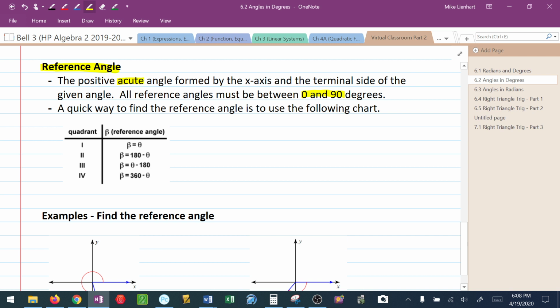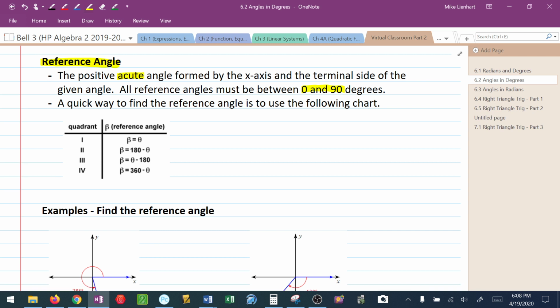All right? Now, what I provided here was a quick way for how you can find this. If the angle's in quadrant 1, then the reference angle would be whatever that angle is. If it's in quadrant 2, you would take 180 minus the angle that they give you. Quadrant 3, you would take the angle they give you minus 180. In other words, you're trying to get it back or reference it to the x-axis. All right. And if it's in quadrant 4, we're going to take 360 minus whatever the angle given is.